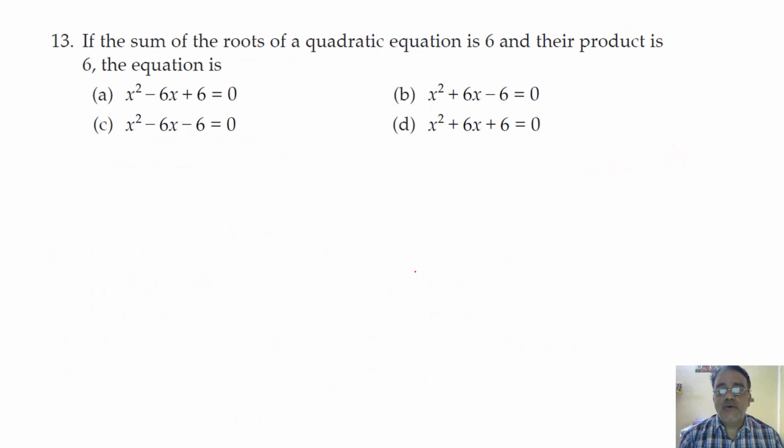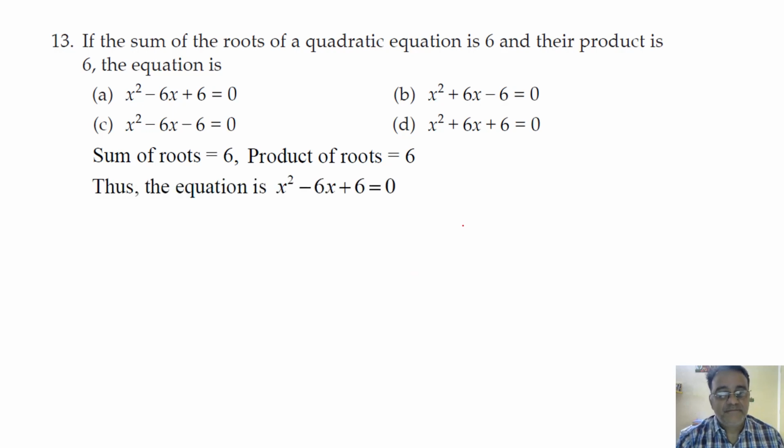If the sum of the roots of a quadratic equation is 6 and their product is 6, the equation is dash. So formula क्या होता है? X square minus sum of roots into x, that is 6x, plus product is equals to 0, that is plus 6 is equals to 0. So equation will be x square minus 6x plus 6 is equals to 0. And the correct option is Option A. Right. Any doubt in this question? No, sir. Okay.